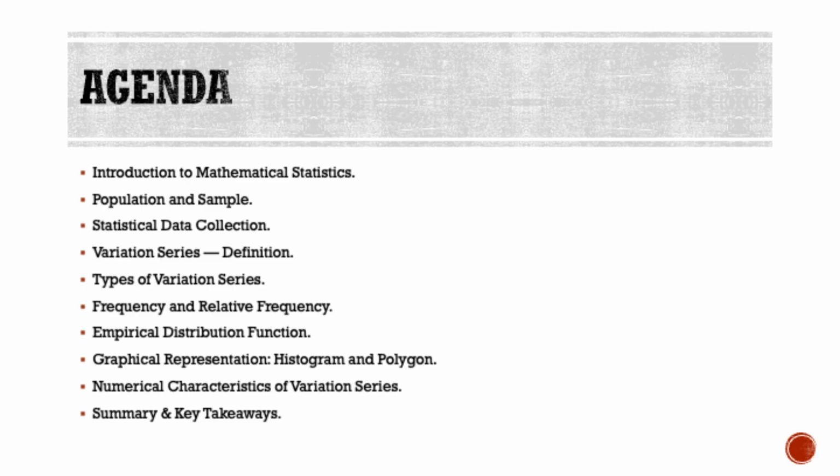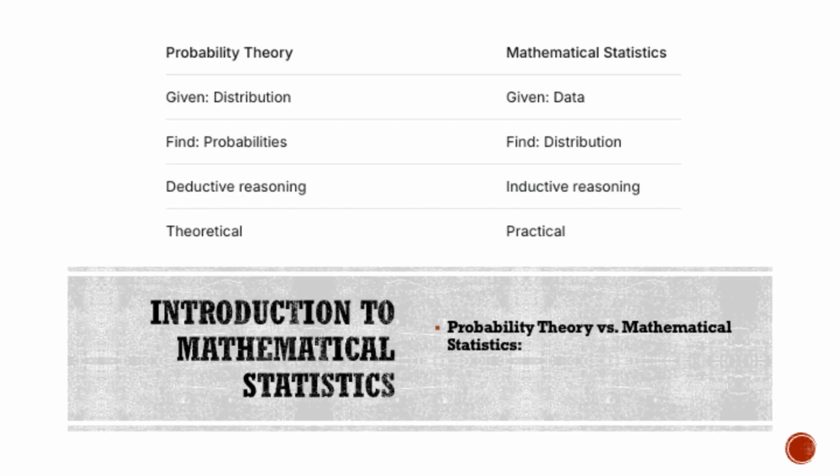We'll introduce mathematical statistics and distinguish it from probability theory. We'll define population and sample, then learn about variation series, both discrete and interval types. We'll cover frequency concepts, the empirical distribution function, and graphical representations like histograms and polygons. Let's begin by understanding what mathematical statistics is and how it differs from probability theory.